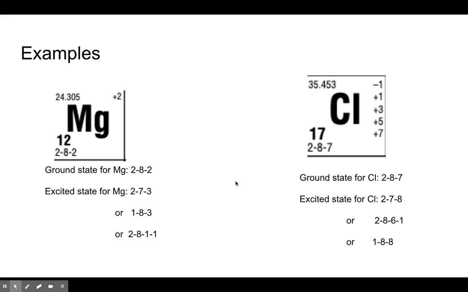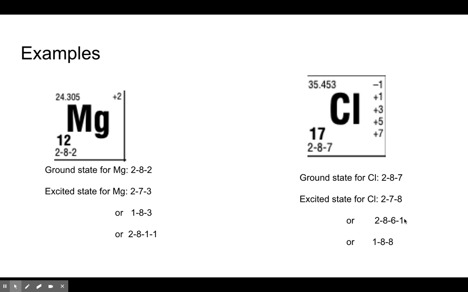Let's take a look at one more example. Chlorine. Chlorine's ground state is 2-8-7. Let's take a look at an excited state possibility. If an electron from the second level jumps up to the third, you're left with 2-7-8.